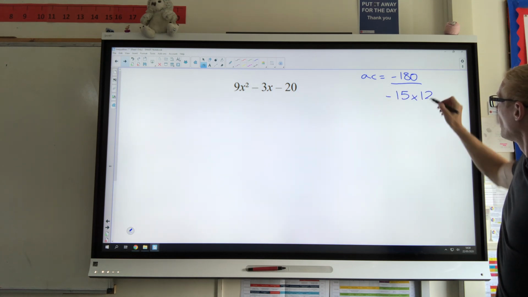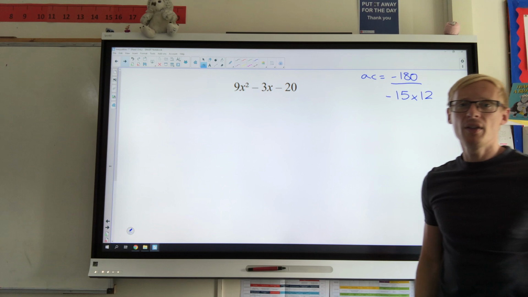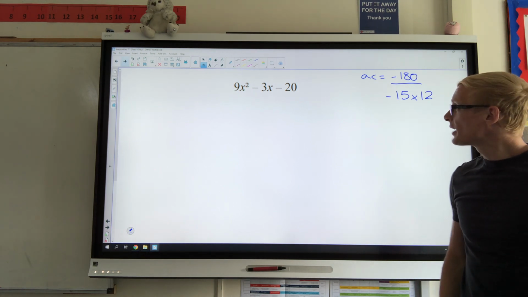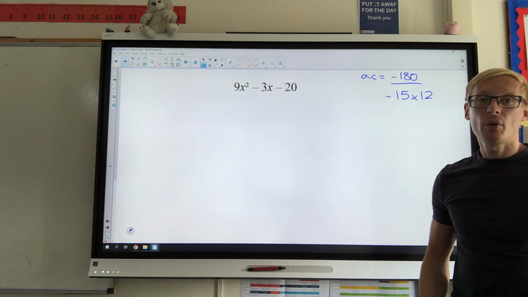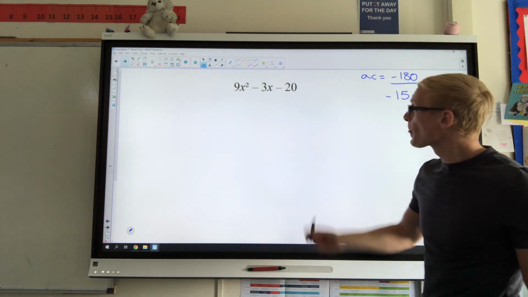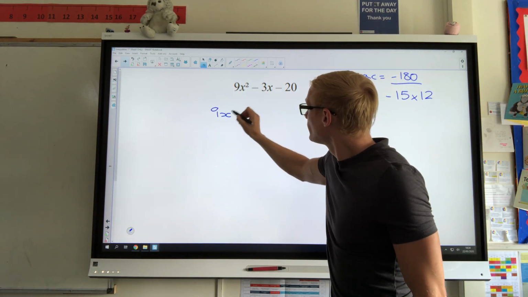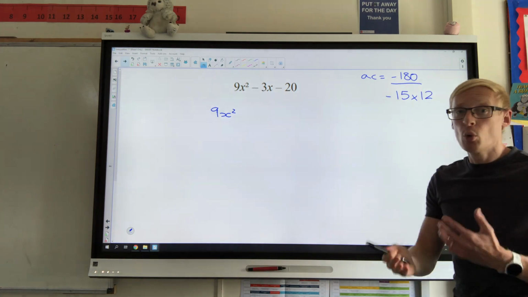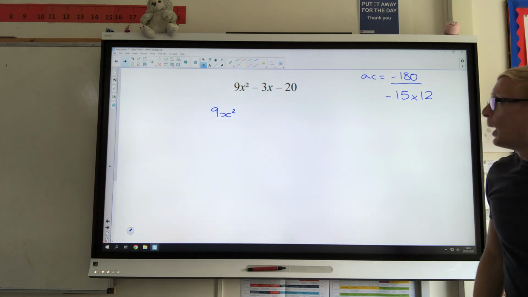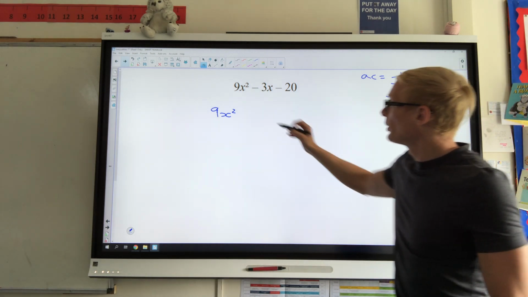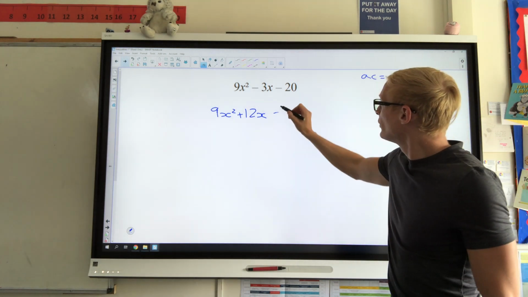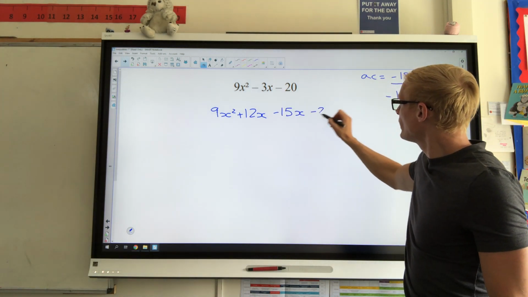I think negative 15 times 12 is the pair that you're going to want. You could go through those combinations and have 18 and 10, 9 and 20, that sort of thing, 3 and 60. But 12 and 15 I think are going to be the numbers that work for this. Now 9x squared here, and again the order of this is irrelevant, whether you go negative 15 first or positive 12. It doesn't really matter. I think I'll probably go positive though first, and then I'll go negative 15x and negative 20.